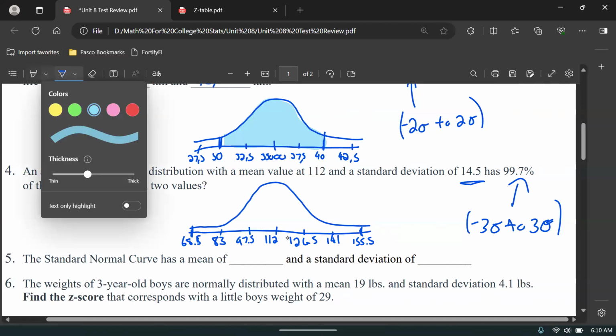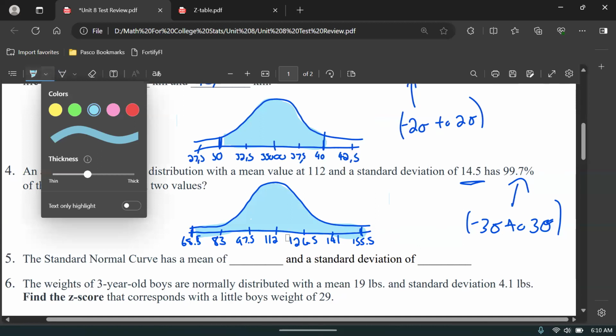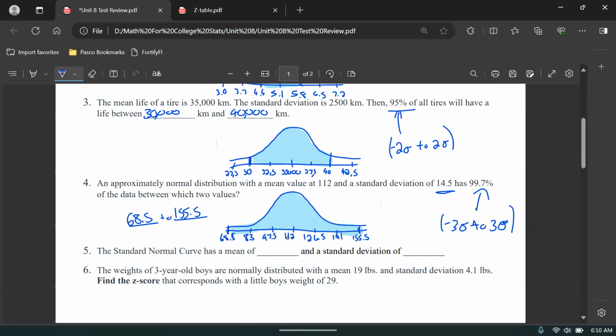So, yep. So you remember that, hopefully. Go ahead and fill it in just like the other ones. There we go. So our answer, 68.5 to 155.5. I didn't leave any blanks to write it in, so I have to write them myself there.